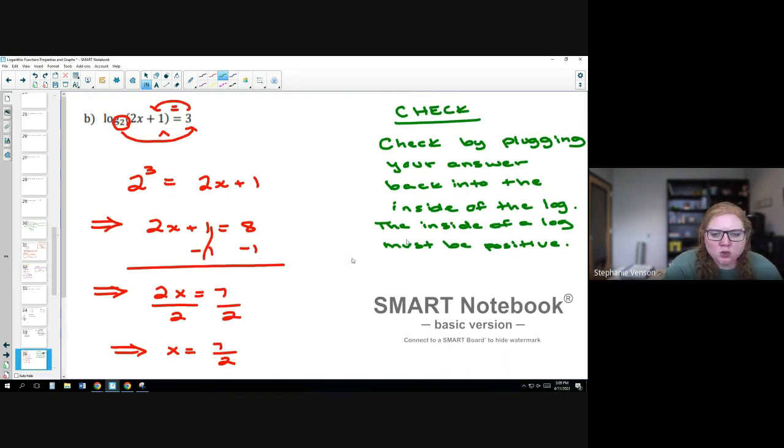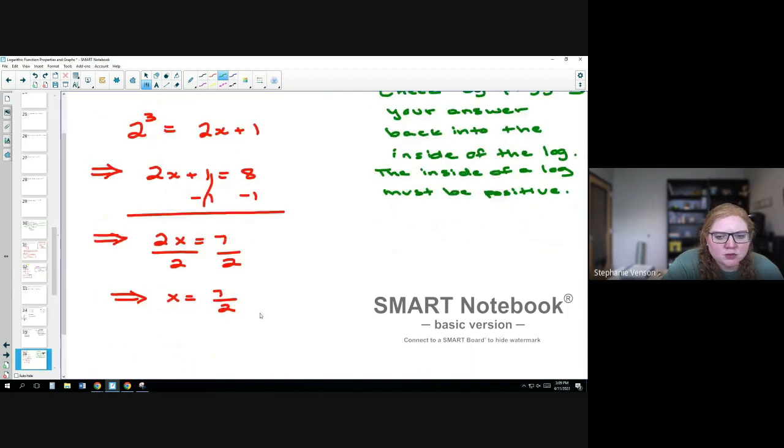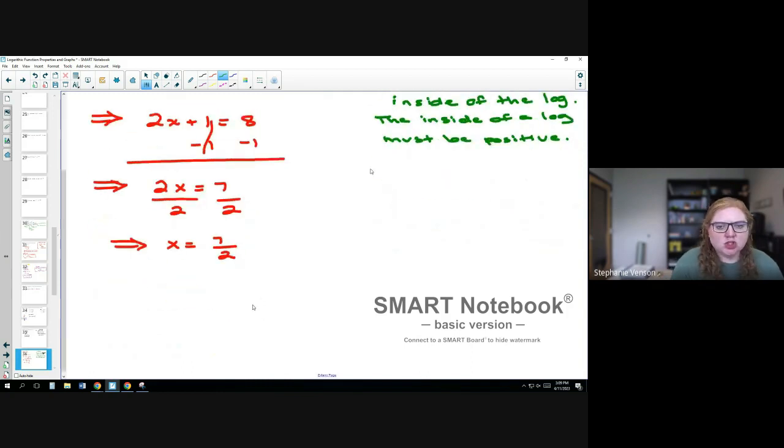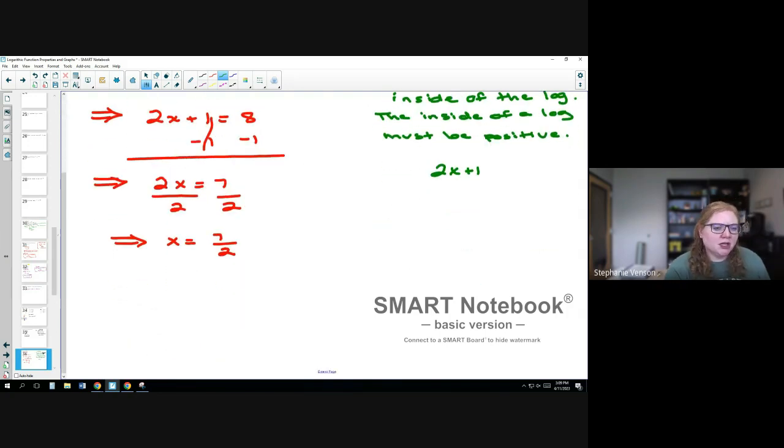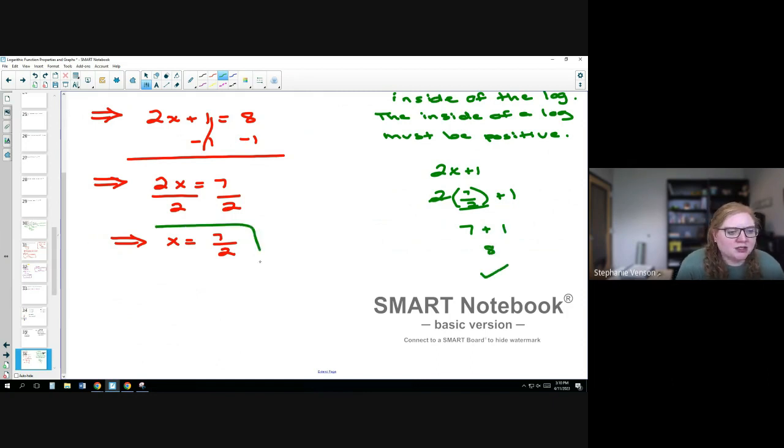All right, so we are plugging it back into the inside of the log. So the inside of this log is 2x plus 1. You can see right here, that's the inside of this log. And we need to make sure that when we plug this answer back in, we get a positive number. So 2 times 7 over 2 plus 1, the 2's would cancel, so you just get 7 plus 1, and that's 8. 8 is positive, so that's perfect. I can keep it. So my answer is 7 over 2.